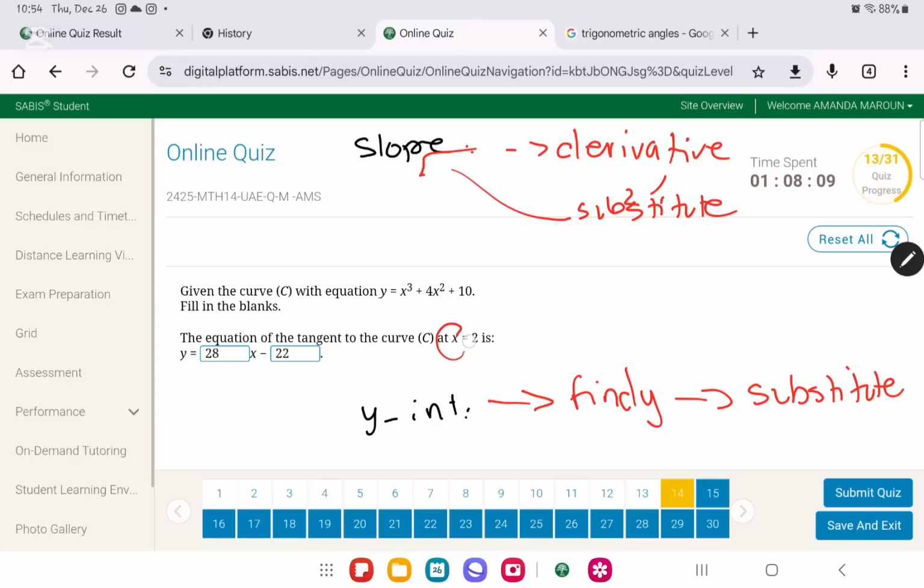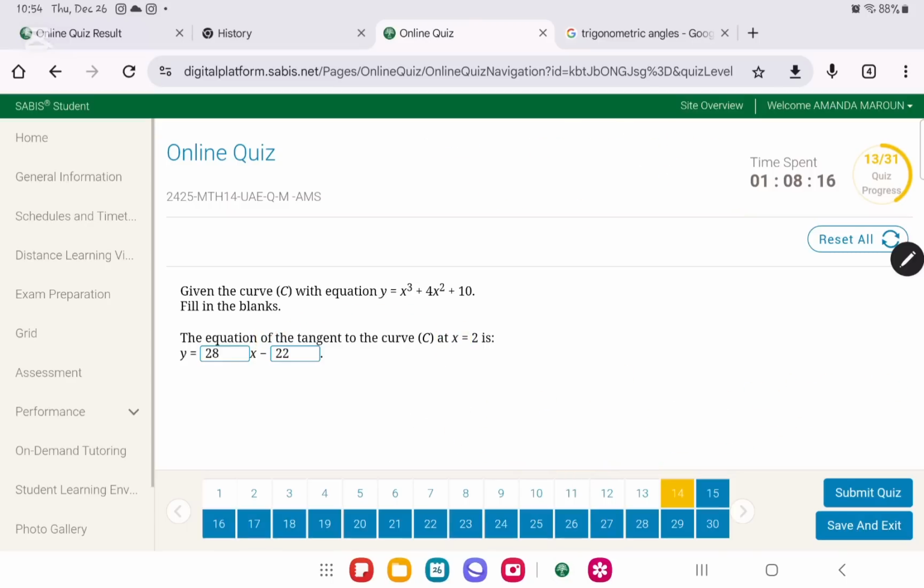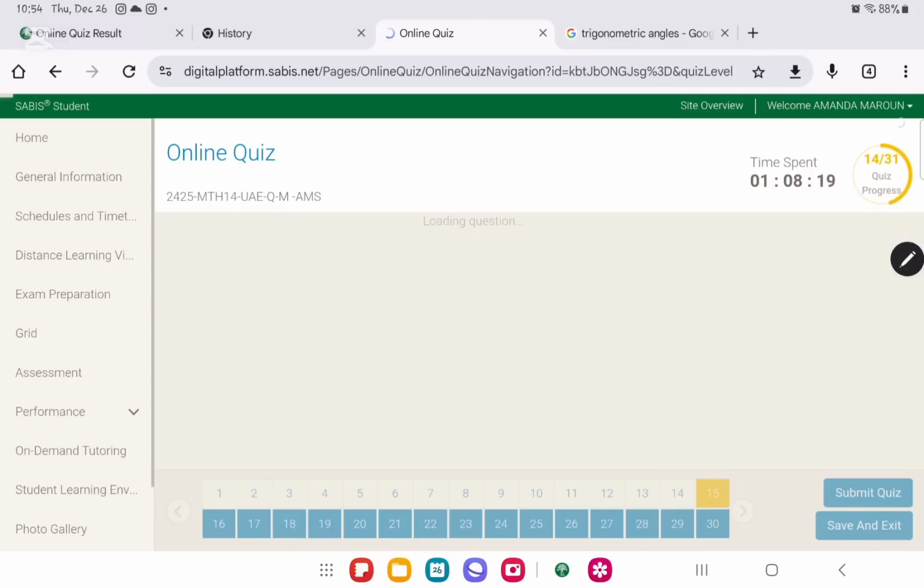Meaning, we're going to substitute the value of x in x. Then after that, you would find the y-intercept. So very simply, this is how we solve these types of questions.